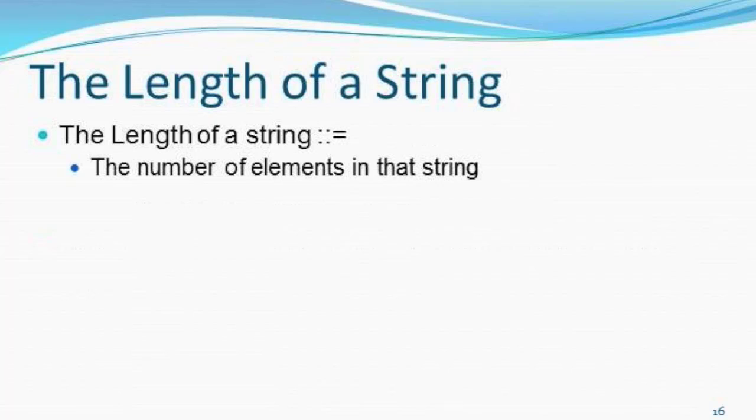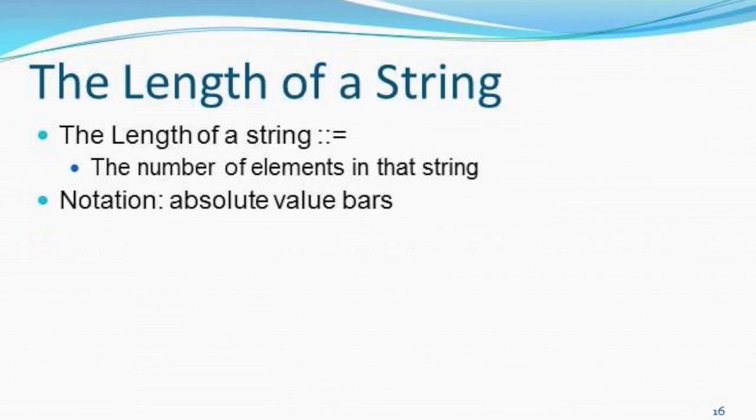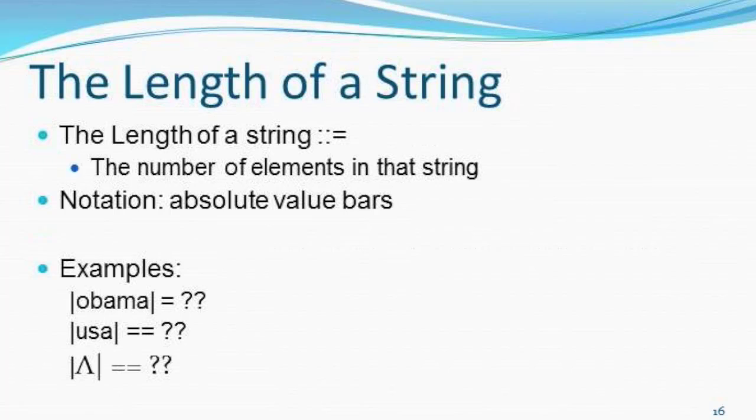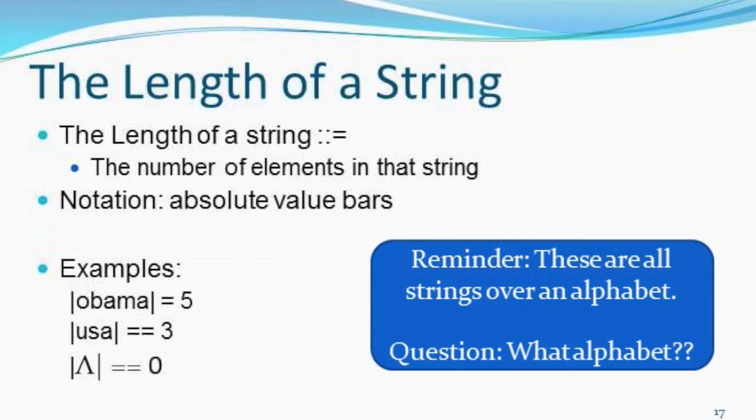The length of a string will be defined to be the number of elements in that string, and we're going to use absolute value bars to represent that. So if we want to know the lengths of these different strings, it's generally just the number of symbols in there. Of course, the length of lambda, the empty string, is in fact 0.